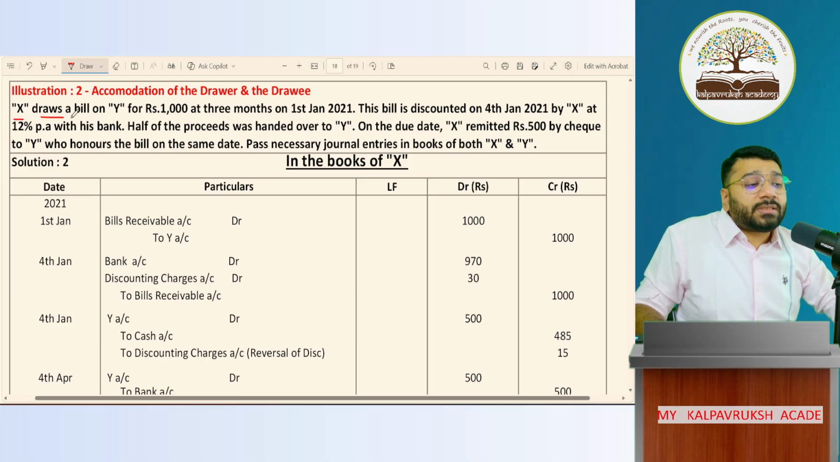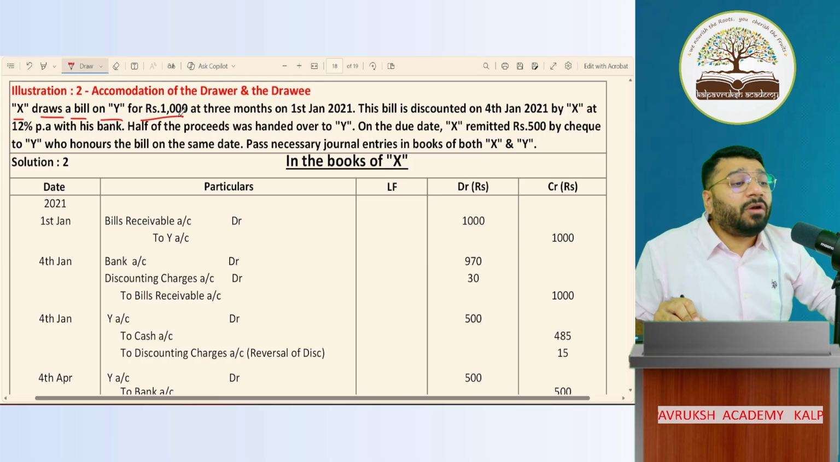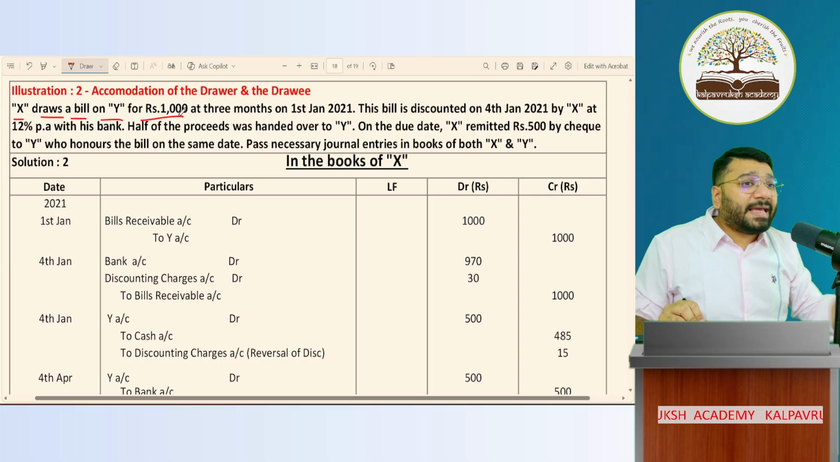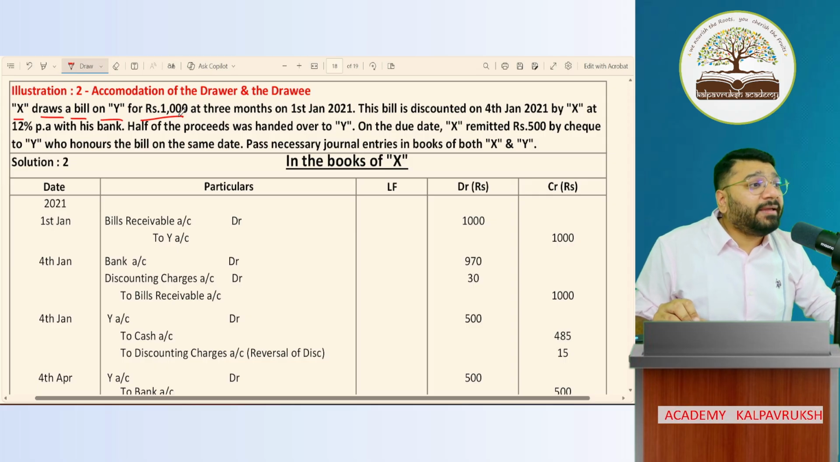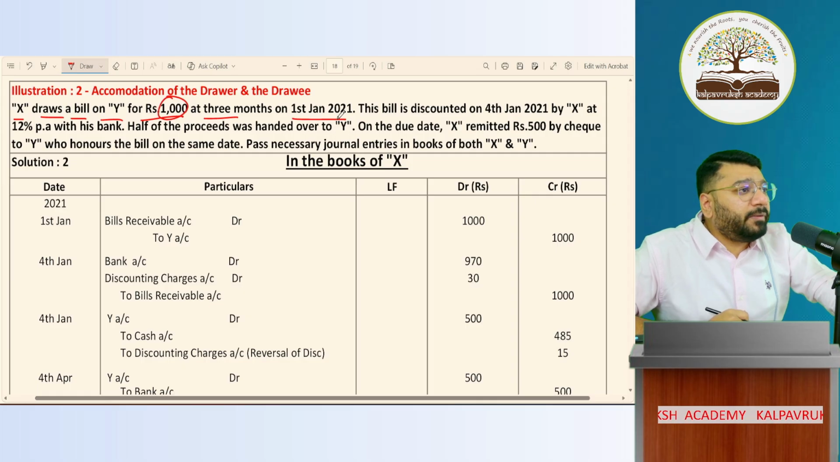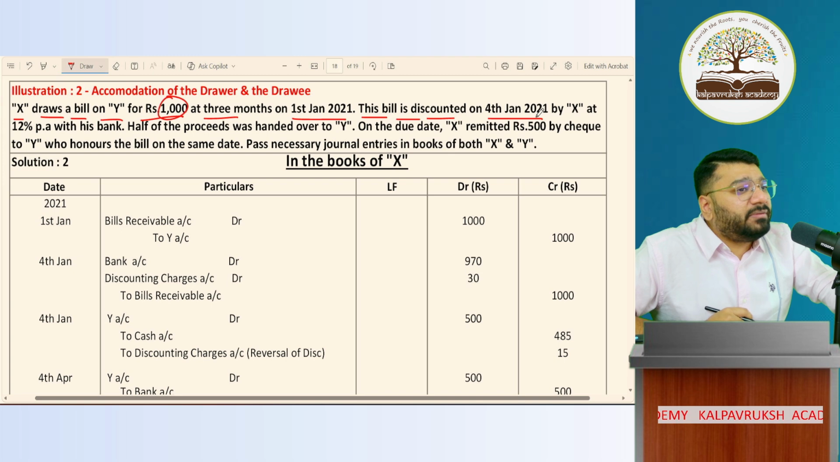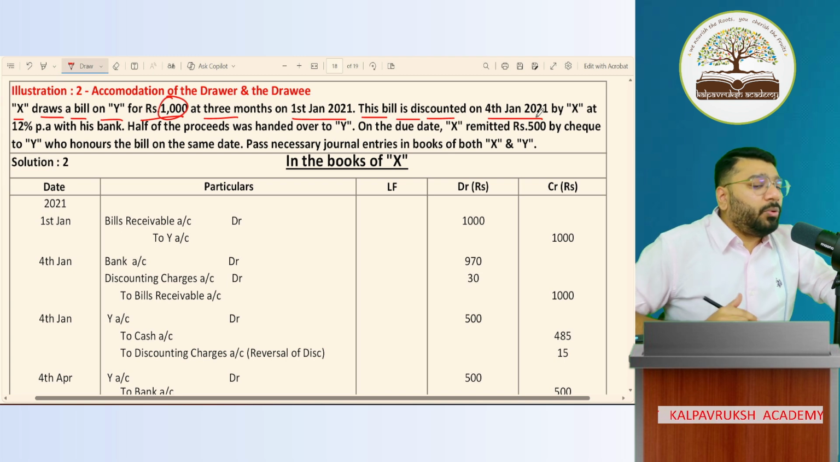X draws a bill on Y for rupees 1000. X is drawing the bill on Y for rupees 1000. Who is X? Drawer of the bill. Who is Y? Acceptor of the bill, drawee of the bill. The bill is drawn for 1000 at 3 months credit period on 1 Jan 21. Any problem so far? This bill is discounted on 4 Jan 2021. 3 days later, the bill got discounted.